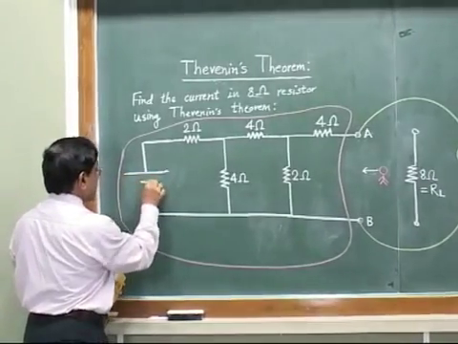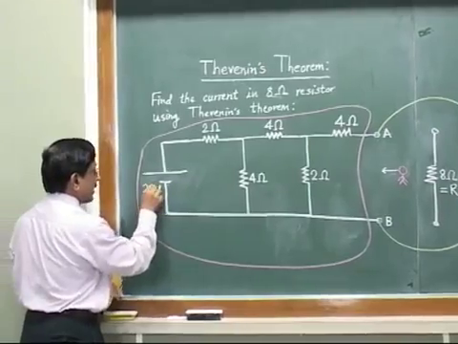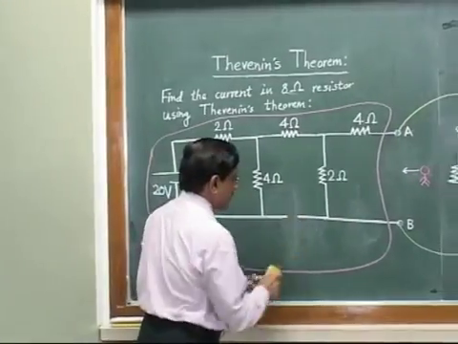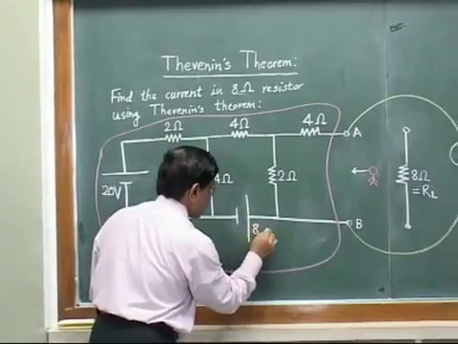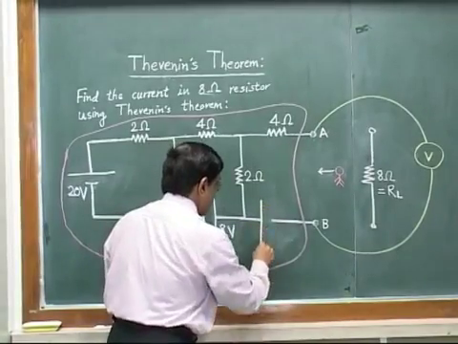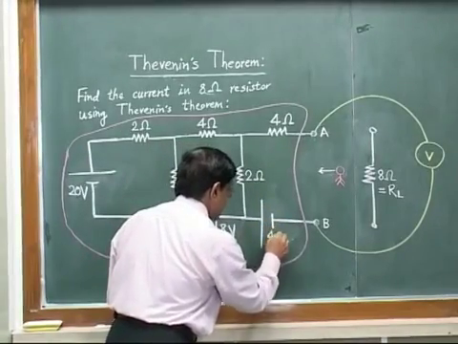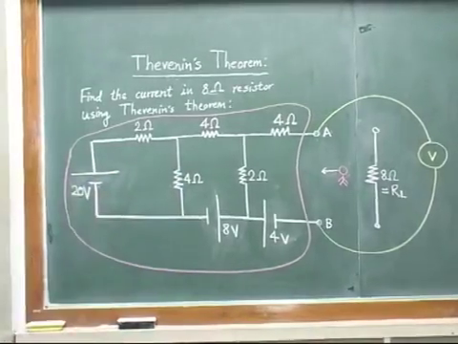So I will just replace my voltage sources. 20 volt was here, then this was the source which was 8 volt here, and here there was one source, this was 4 volt here. Okay, so I have just redrawn the circuit because we want to start from our initial point.